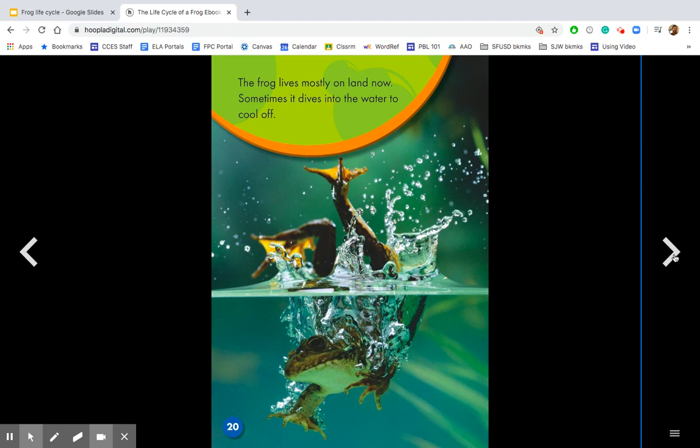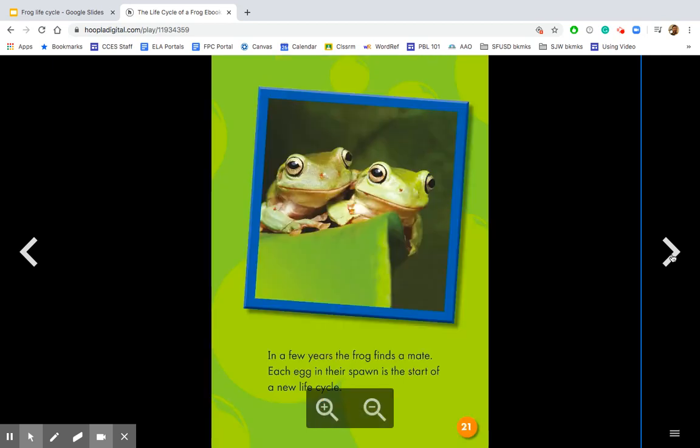Can you think of some other reasons that frogs might dive into the water? Tell somebody next to you, or maybe a stuffed animal. Why else do you think frogs will jump into water? Those are some good ideas.